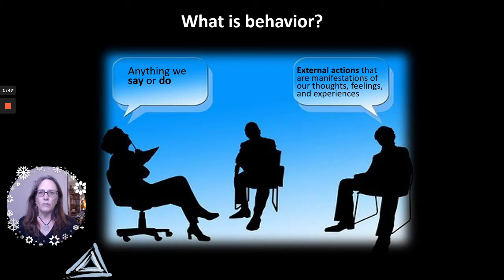What is behavior? Behavior is anything we say or do. Behaviors are external actions that are manifestations of our thoughts, our feelings, and our experiences. In order to address the whole child, we must address the social, emotional, and behavioral competencies needed for success in life.